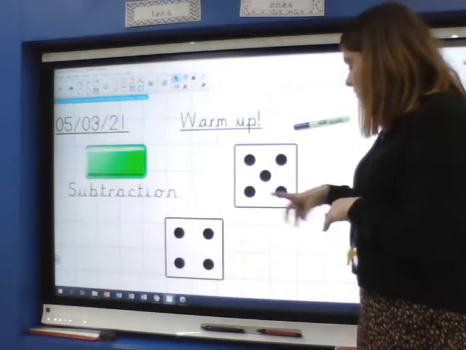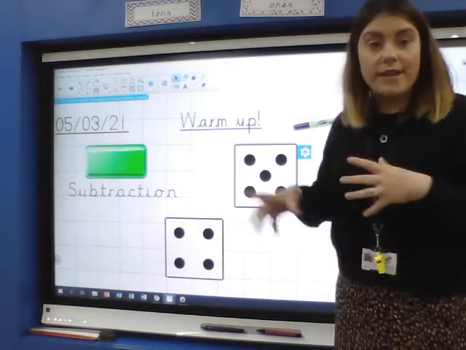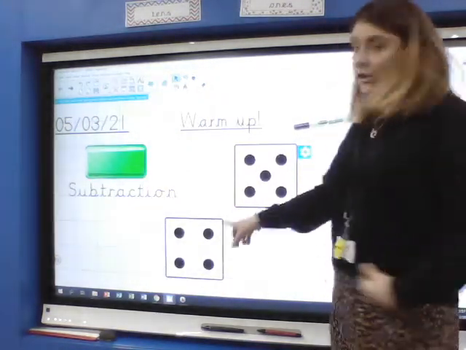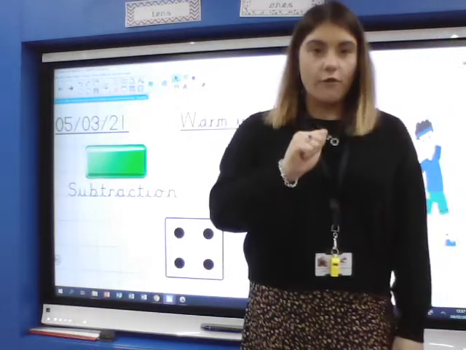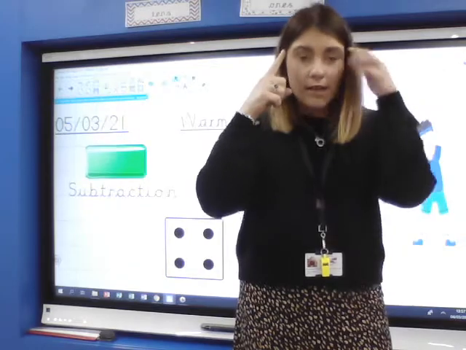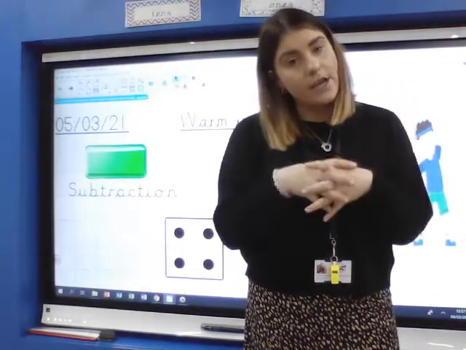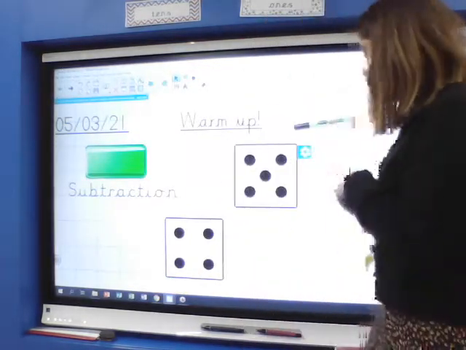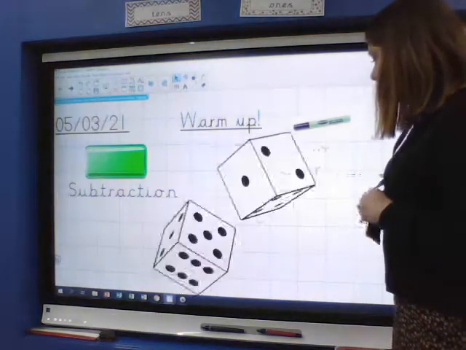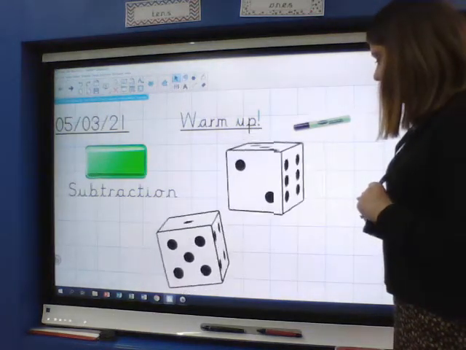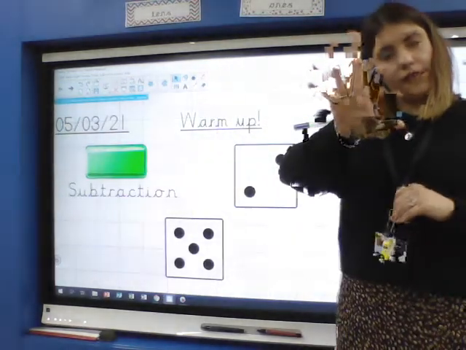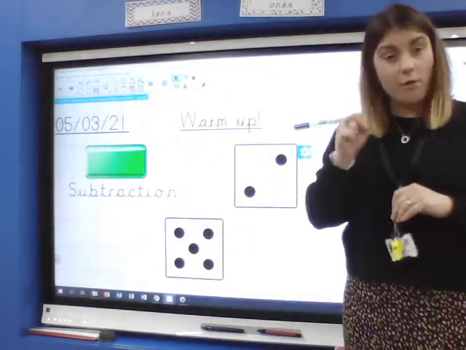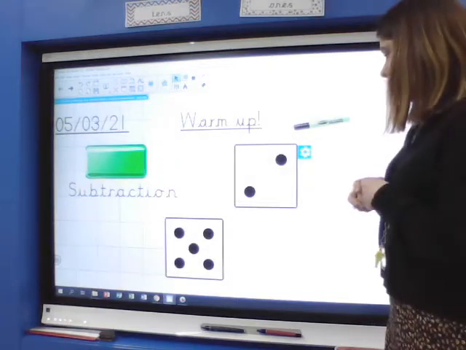My larger number is 5. So your next number sentence, 5 subtract 4. So 5, take 4 away. So you can use your head. By counting back, you can use your fingers, you can use objects. And the final one, 5 subtract 2. So you could use fingers, get 5, take 2 away. What are we left with?